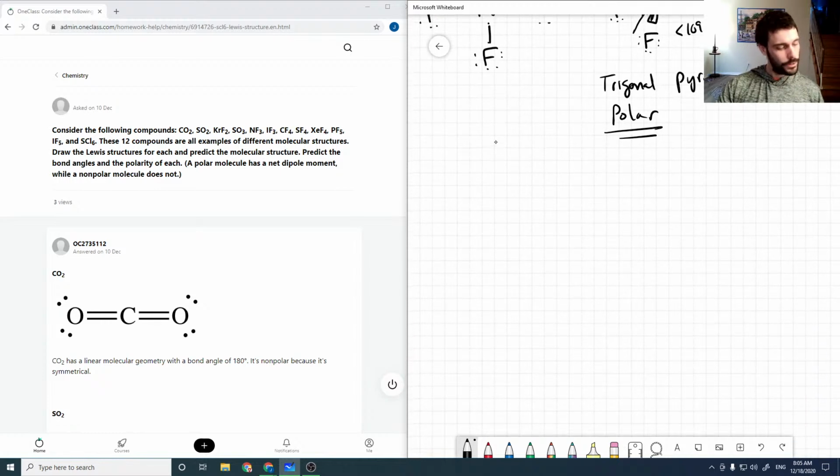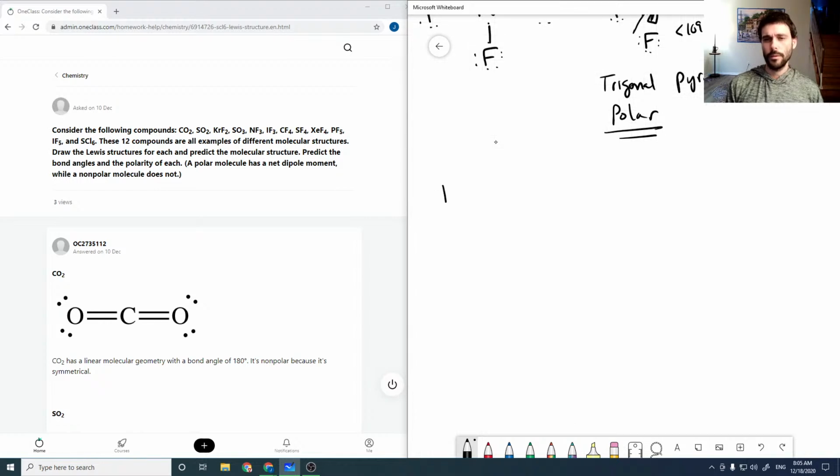Alright, IF3. So IF3, we've got 7 here, 7 times 3 equals 21, so 28 total. Our iodine, just to skip some steps here, is going to need to have 3 available for bonding, which means its other 4 electrons are going to be in lone pairs. So it must have split one of the lone pairs for bonding.